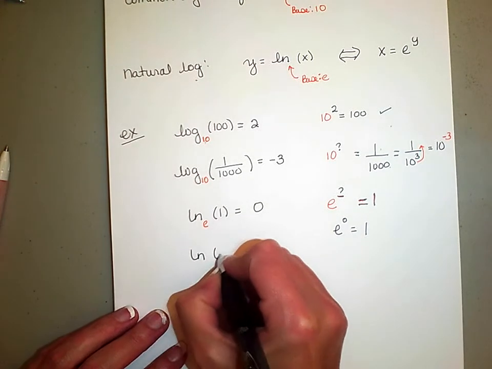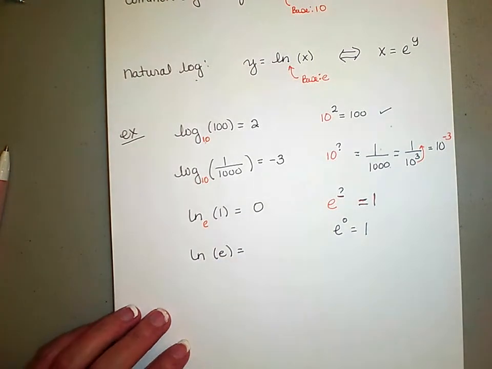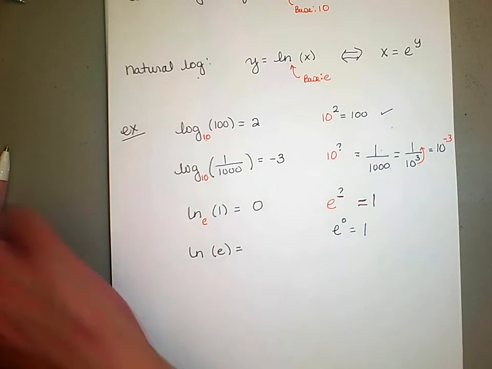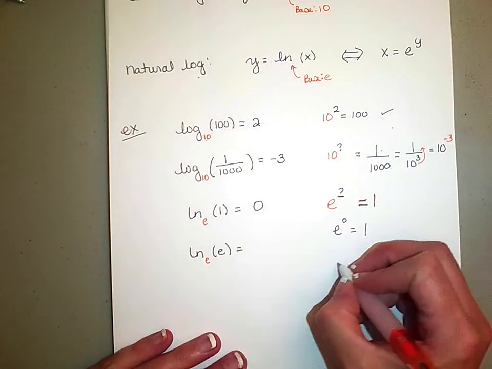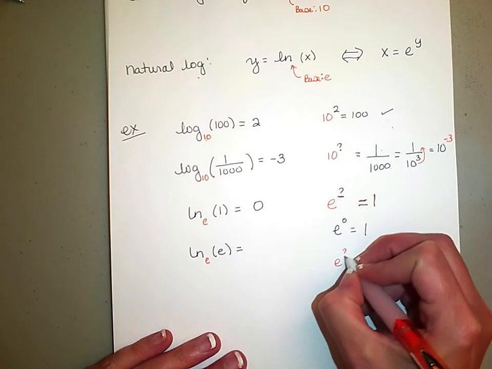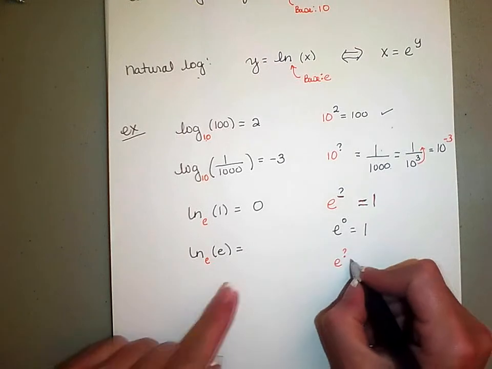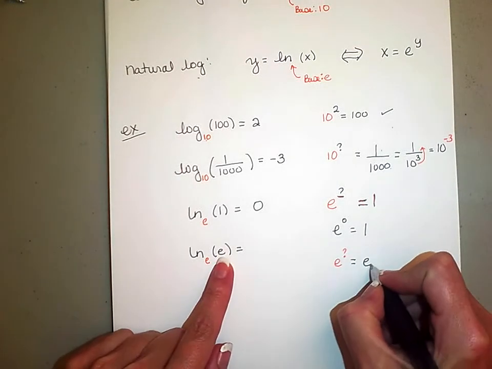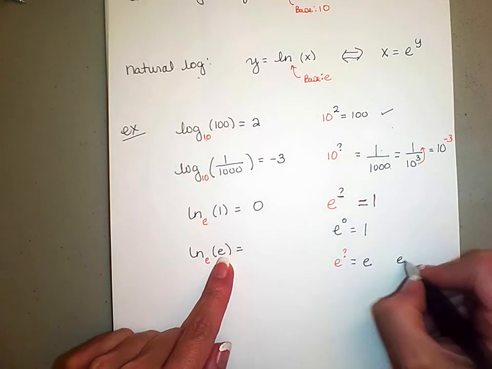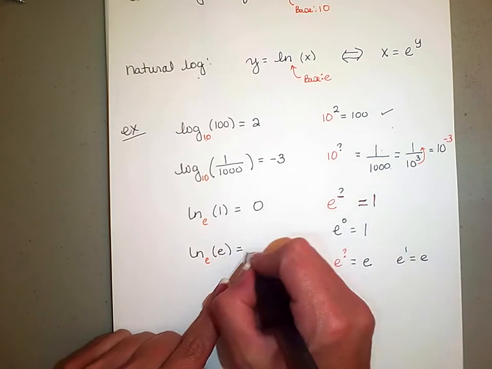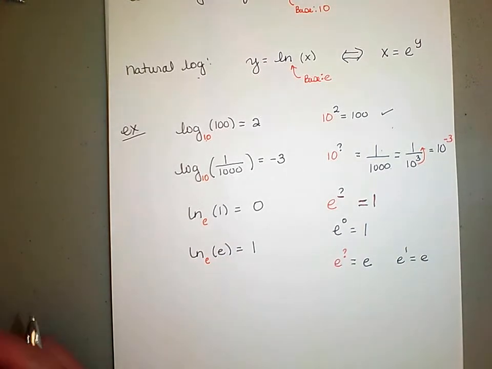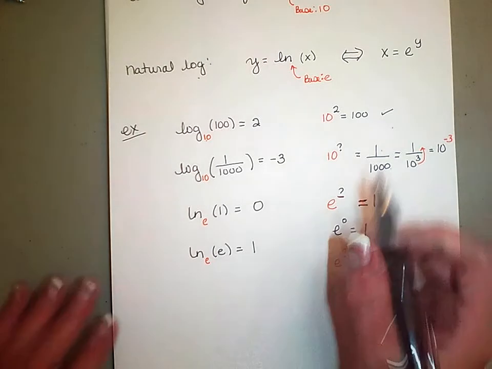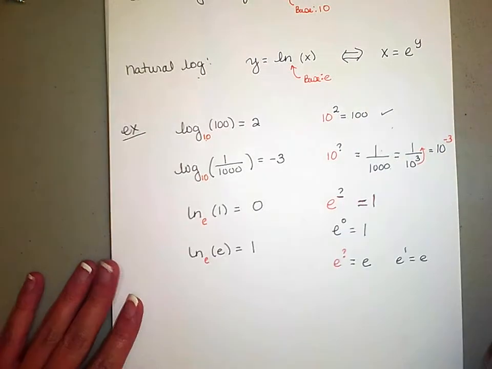We could also talk about the natural log of e itself, and what should that be? So again, this is the base e, so e to what power will equal itself? Well, it must be e to the first power is equal to e. I hope these make sense. Give them a little bit of thought, and thinking about moving in between exponential and logarithmic form.